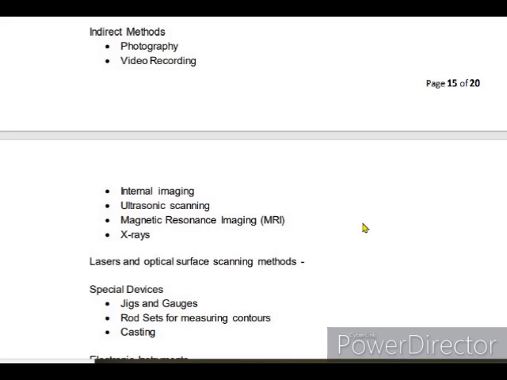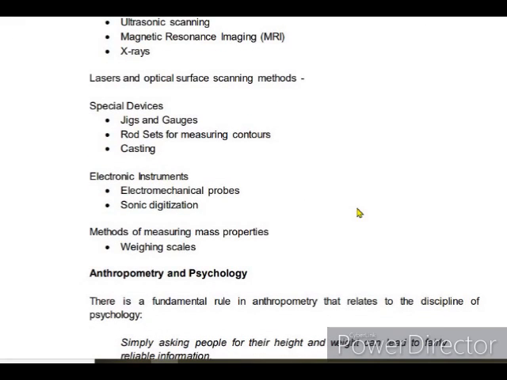Next, magnetic resonance imaging (MRI). It's a medical technique used in radiology. Have you seen a patient being transported into a circular machine? That is MRI. And of course, the X-rays. I know that every one of you has experience in taking this. Then lasers and optical surface scanning methods. So these are the indirect measurements, guys.